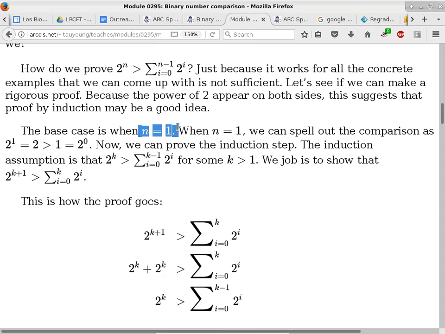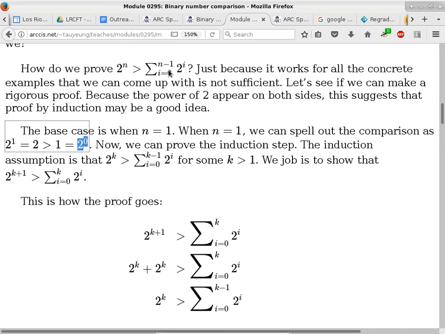So we choose n equals 1 and see what happens. When n equals 1, we can spell out the actual statement. On the left-hand side we have 2 to the power of 1, because n equals 1. On the right-hand side, that's only one term, because when n equals 1, i only goes from 0 to 0.